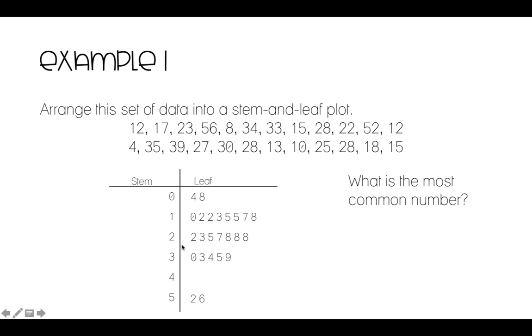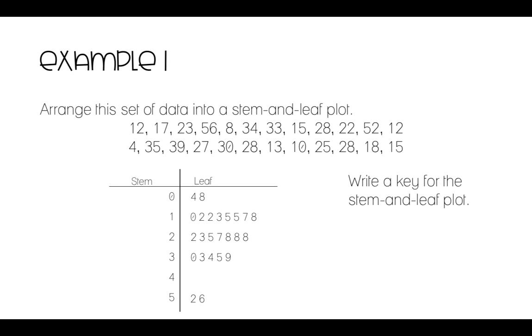And our most common number is 28 because we see we've got 3 8s here, so that must mean 3 28s. So more than anywhere else. So our most common number is 28, not 8. So it's really important you don't get those confused.